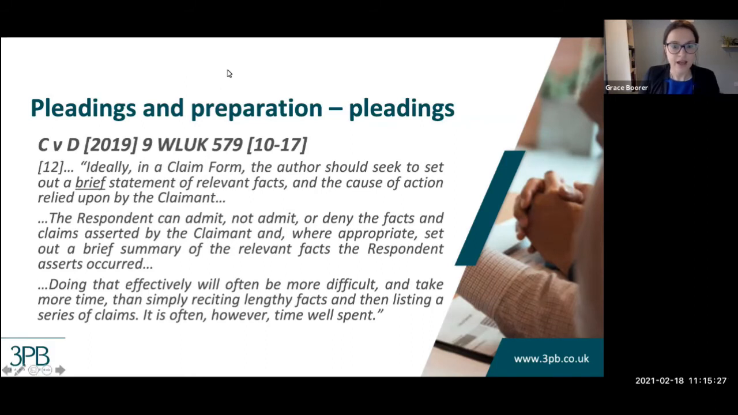And so the case of C and D provides some really helpful guidance about the best way to go about this. I've put some key extracts on the slide, but really the paragraphs to look at in the judgment are all the way from paragraph 10 to 17. And I advise, if you have the opportunity afterwards, to look through them in a little bit more detail, as they really are very useful. So in this case, it was essentially an appeal to the EAT in respect of an amendment application, which was refused by the Employment Tribunal judge.